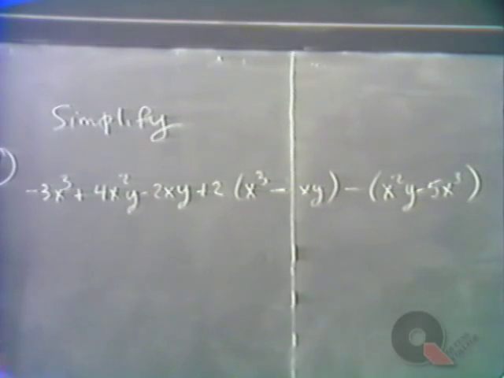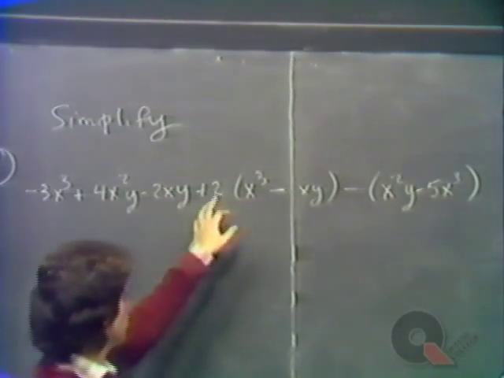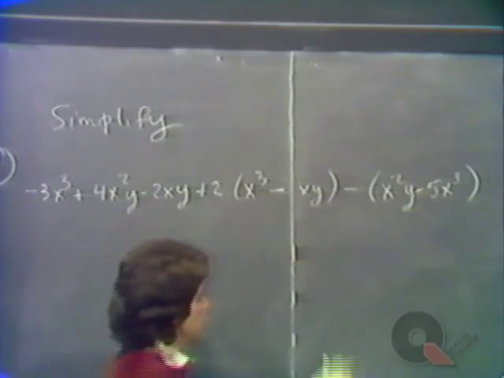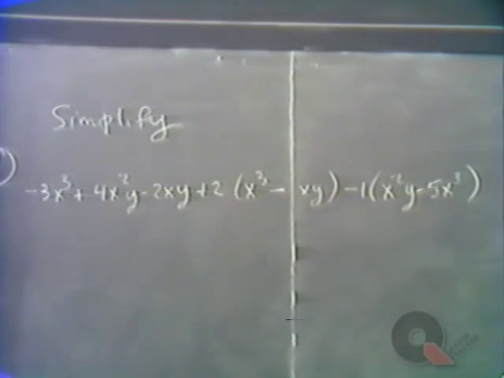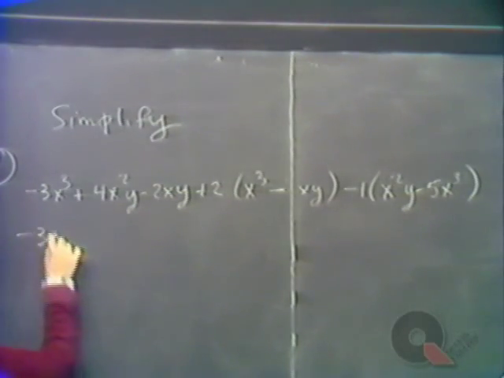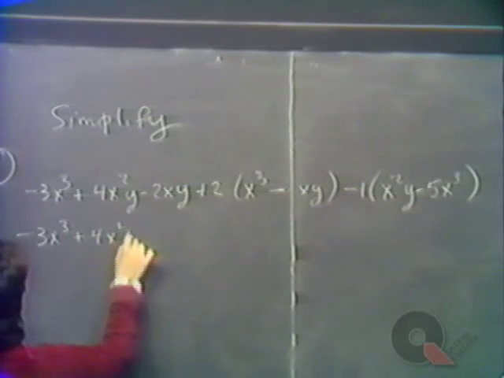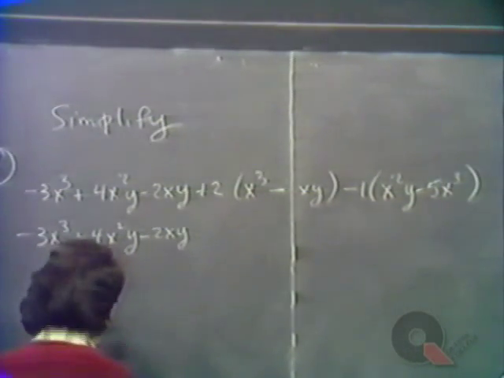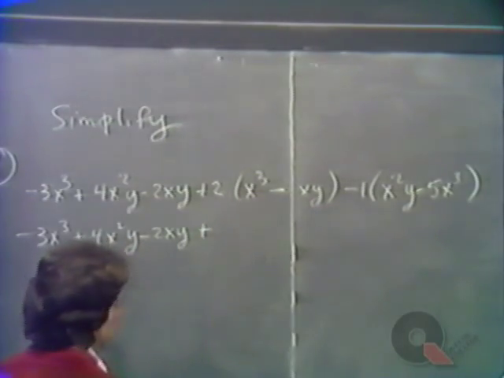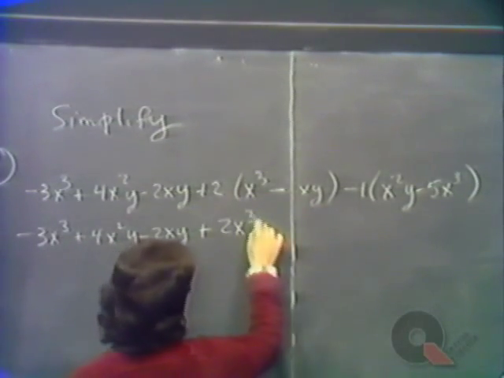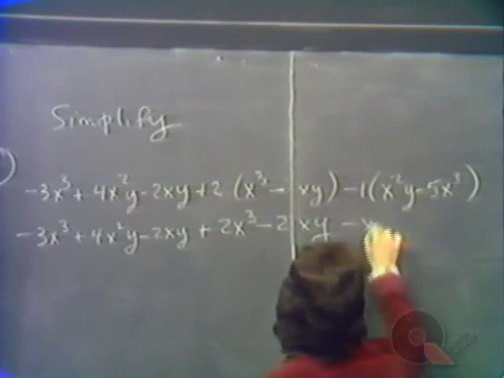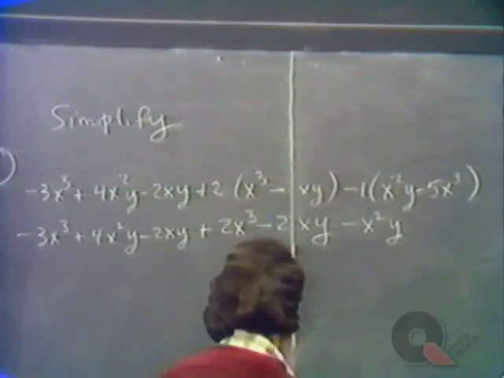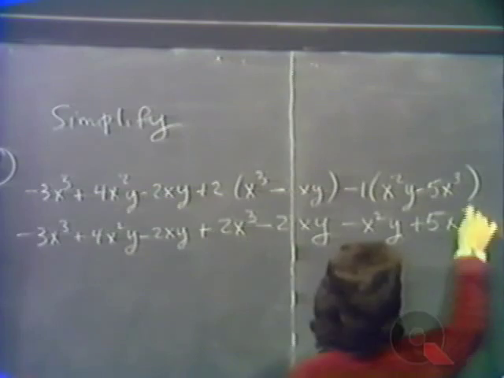Okay, now the first thing I'm going to do is to go through. We're going to remove parentheses using the distributive law. First, I will distribute 2 through this parentheses. And here, this minus before the parentheses, it's like distributing a minus 1 through the parentheses. Now let's see what we get. Minus 3x cubed plus 4x squared y minus 2xy plus, now distributing the 2, it'll be 2 times x cubed minus 2xy. And now distributing the minus 1, minus x squared y, minus 1 times minus 5x cubed gives us plus 5x cubed.